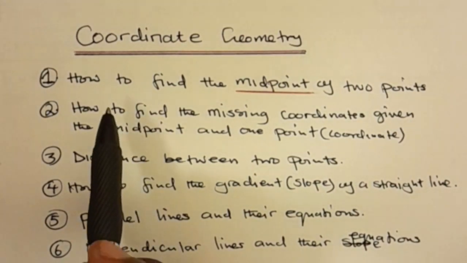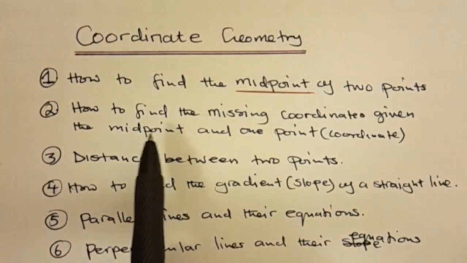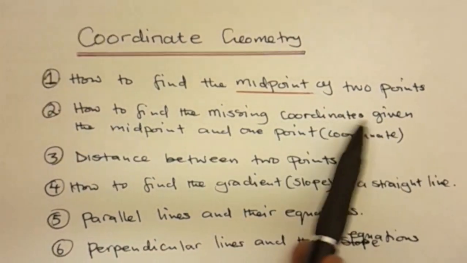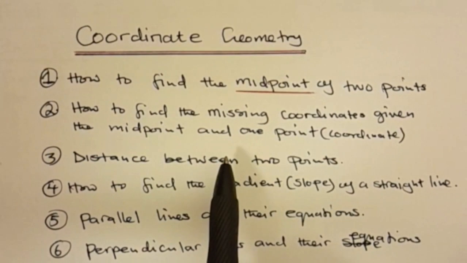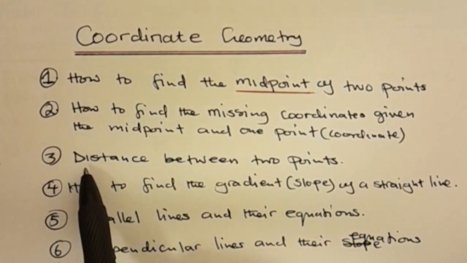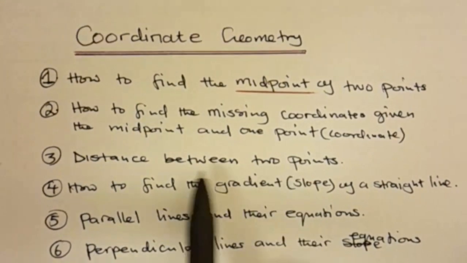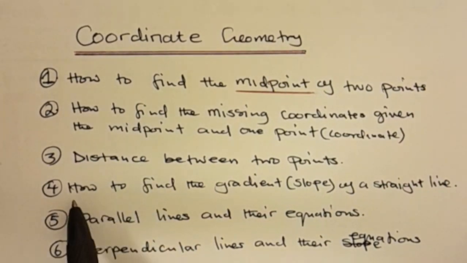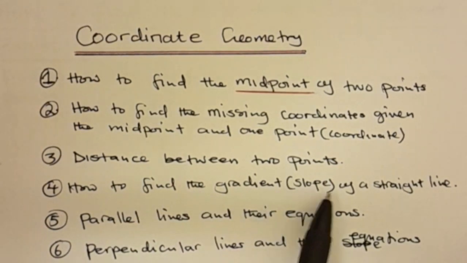So in this topic, we are going to look at how to find the midpoint of 2 points. Next, we'll look at how to find the missing coordinates given the midpoint and 1 point or 1 coordinate. After that, we are going to look at how to find the distance between 2 points. Next, we'll also look at how to find the gradient or the slope of a straight line.